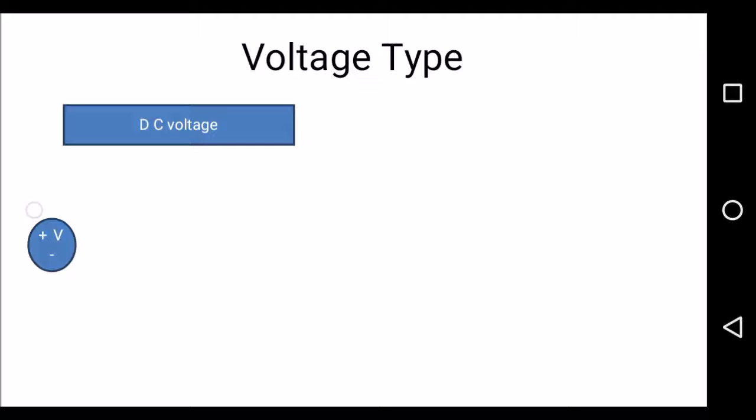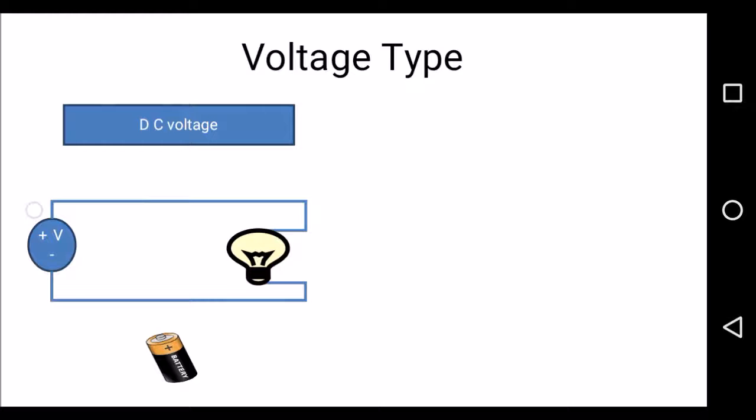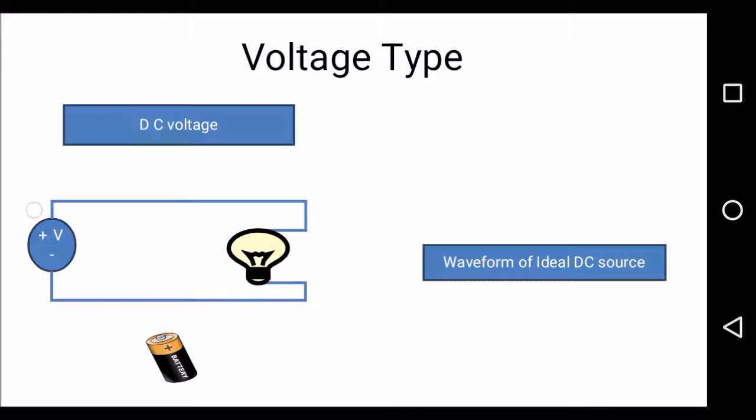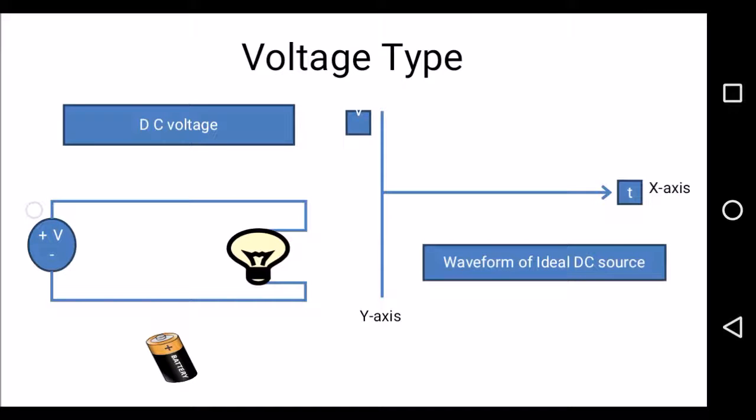Voltage types. The first type is DC voltage. This is the symbol of DC voltage. We always symbolize the DC voltage like this, and this is the DC battery and this is the load. I connected a DC source to the load. This is the DC circuit. Now we are going to study an ideal DC waveform of the ideal DC source. This is the y-axis denoted by V and this is the x-axis denoted by T. The ideal voltage source is always constant with respect to time.